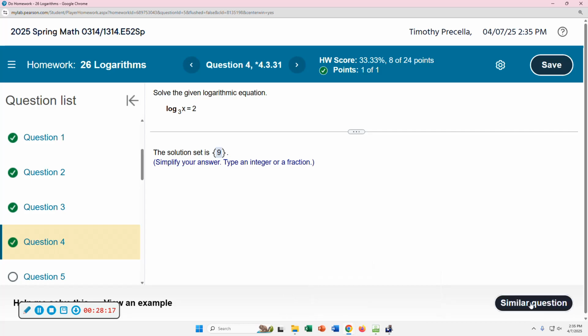Let's do one more, though. Okay, this is another problem, problem 4. Log base 5 of x is equal to 2. Is the x by itself?